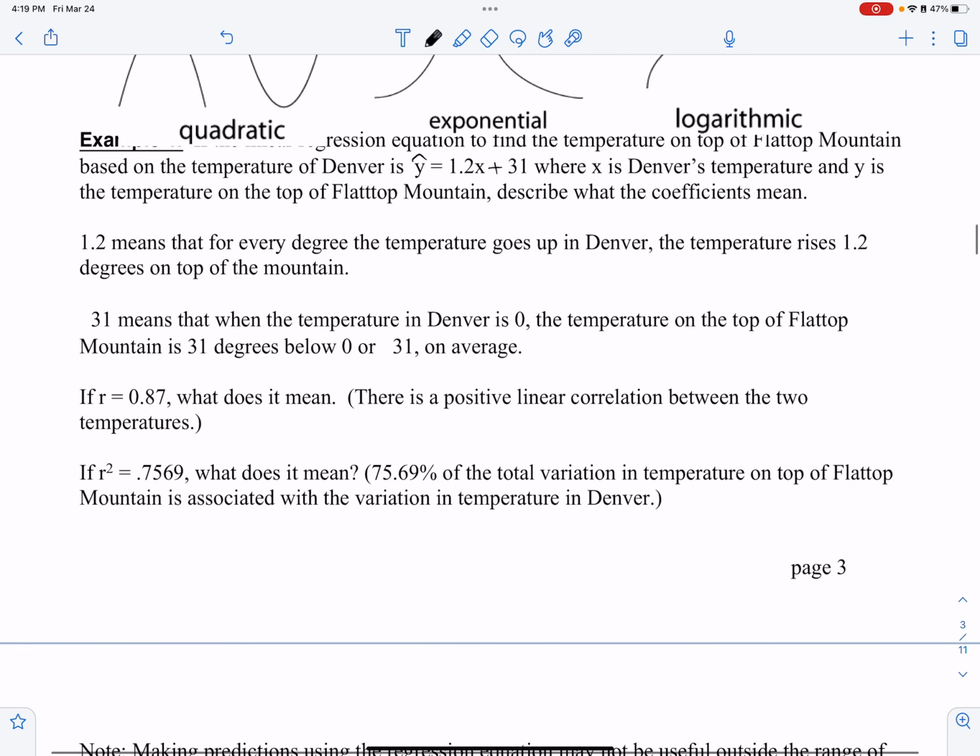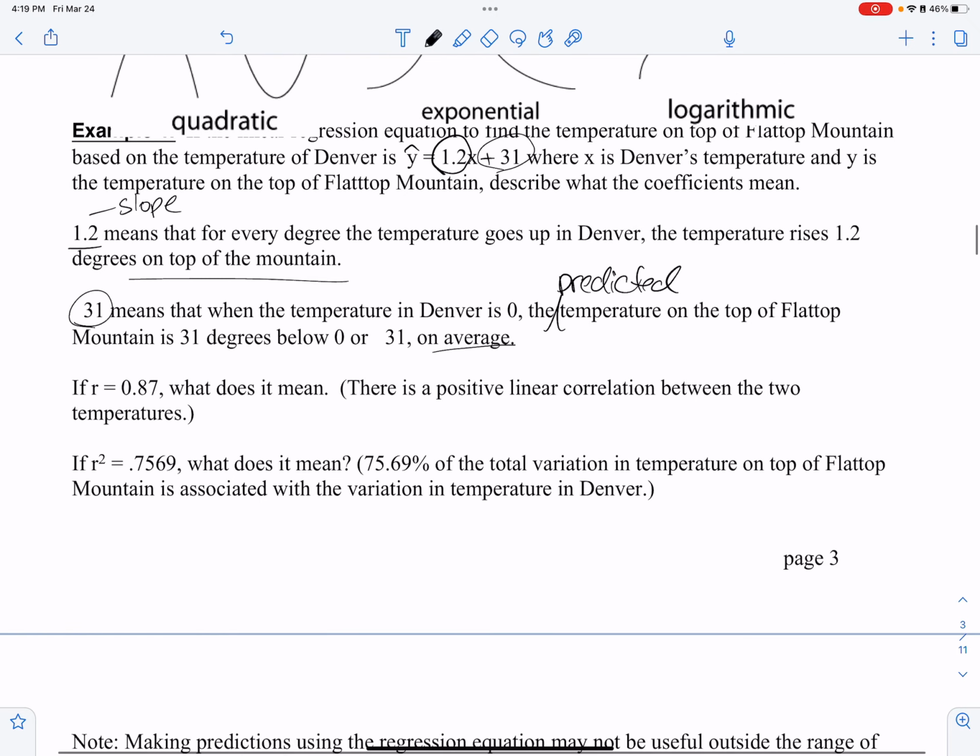So 1.2, that's my slope. And that means for every degree the temperature goes up in Denver, the temperature rises 1.2 degrees on top of the mountain. 31 is my y-intercept. And that means when the temperature in Denver is 0, the temperature on Flat Top Mountain is 31 degrees, or really I should say predicted on average. When it's 0, the predicted. Add that in there to temperature.